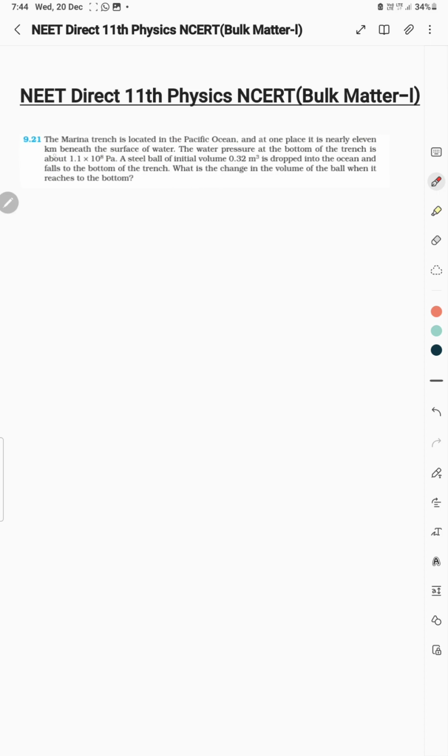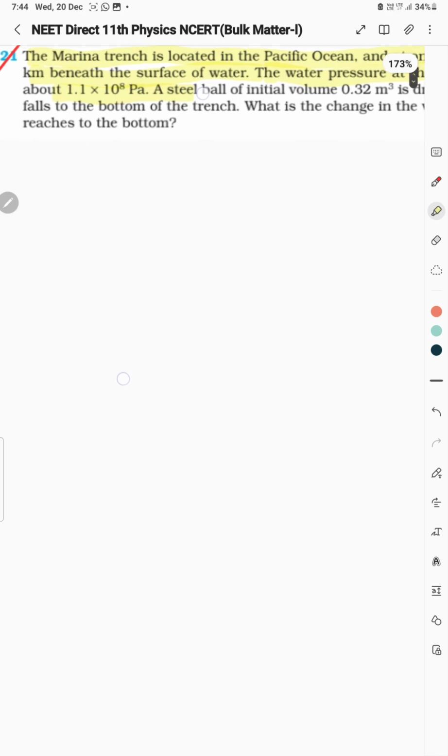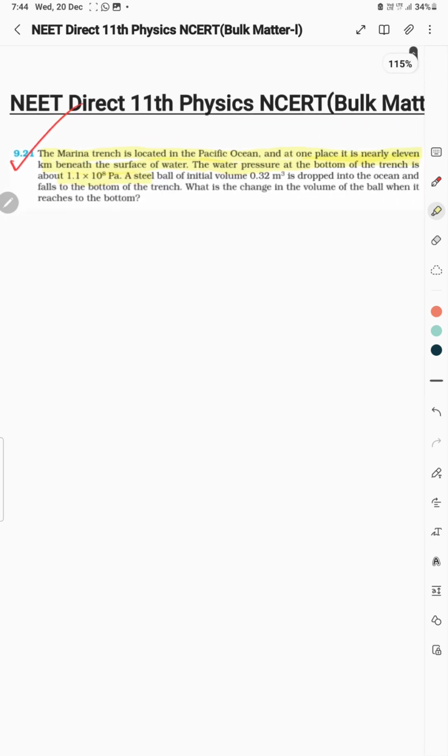Okay, now let's take up question 9.21 from this chapter. See, a Mariana trench is located in the Pacific Ocean and at one place it is nearly 11 kilometer beneath the surface of water. The water pressure at the bottom of the trench is about 1.1 10 power 8 pascals, right? So let me write, the pressure is 1.1 10 power 8 pascal. This is at the bottom of the ocean.